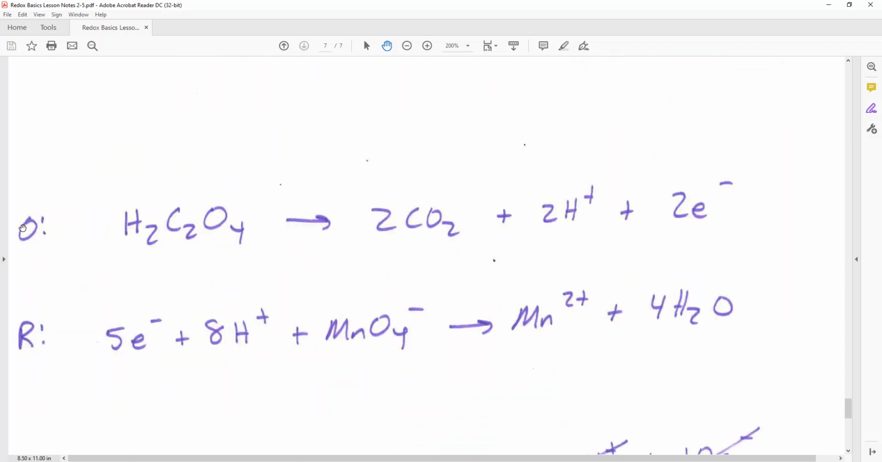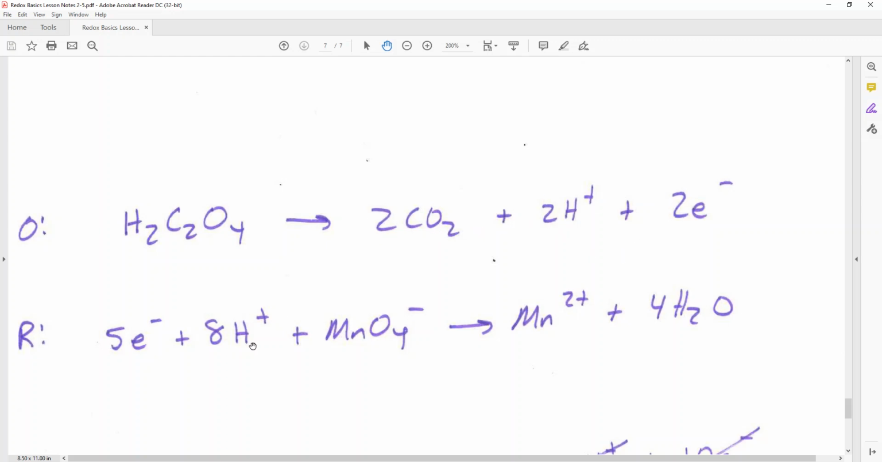Now, if I want to add the 2 equations together, the problem is I have to have an equal number of electrons being transferred. The electrons that get produced have to equal the electrons that are required for the reduction half. And right now they're not. I have 2 electrons being produced and I have 5 electrons being used. So what we have to do is multiply this reaction by 5. If I multiplied this, I would get 5 of these, 10 of these, 10 of these, and 10 electrons.